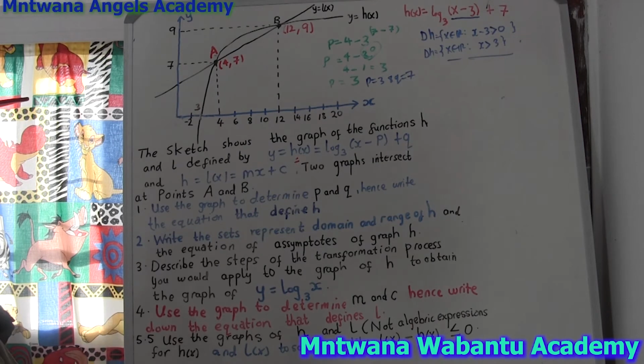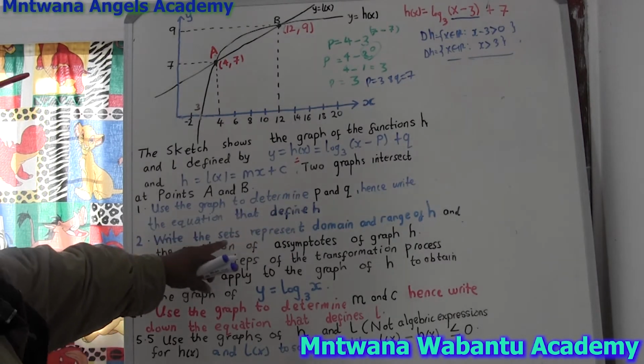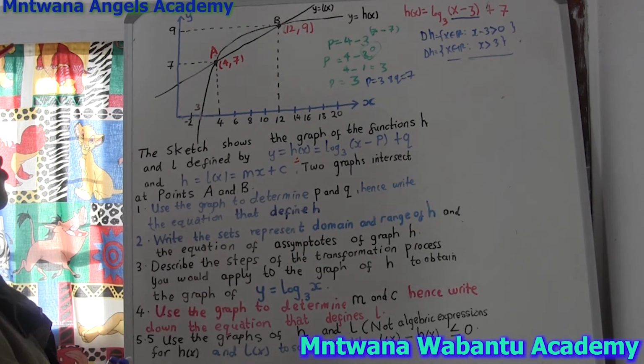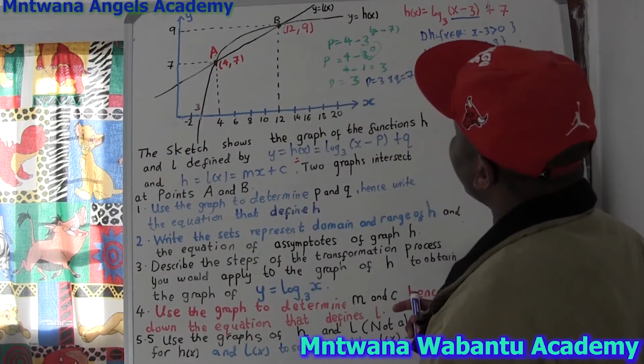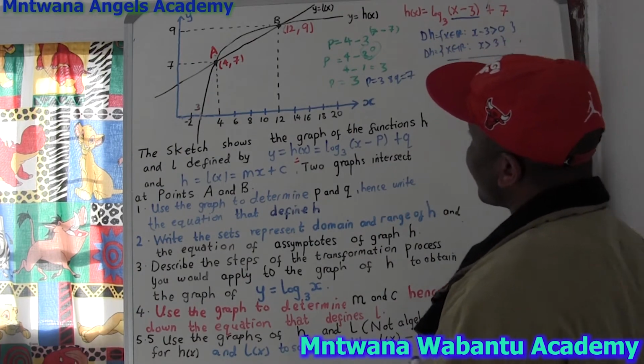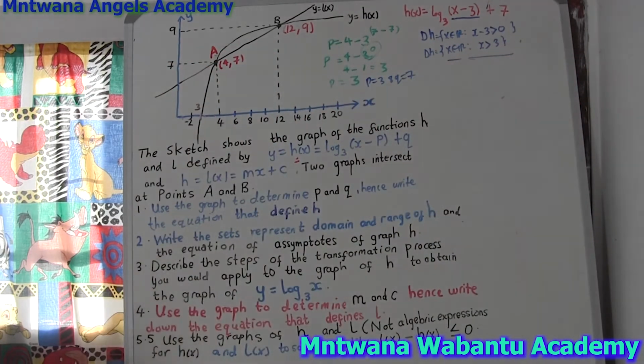Now let's go. What do we want now? Use the graph to find the domain. Write down the set to represent domain and range. Okay, range. So for the range of a logarithmic function, let's go.